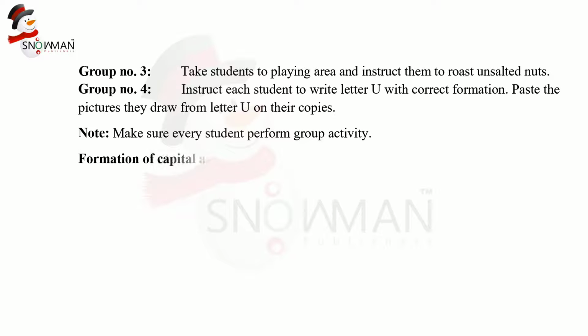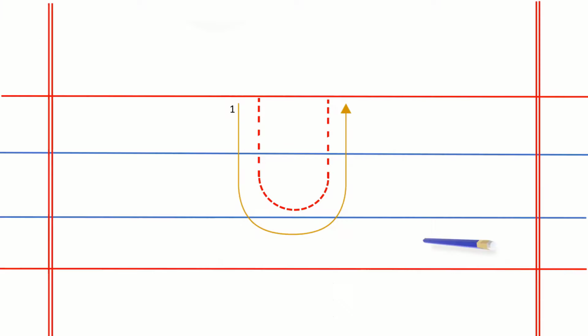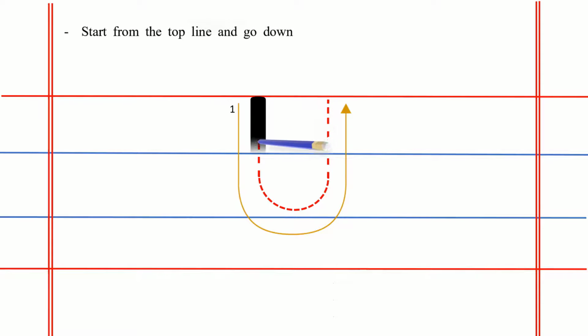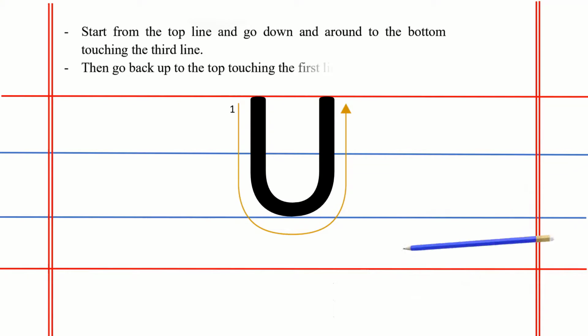Formation of capital and small letters U activity. Draw 4 lines on the writing board. Write capital letter U on the first 3 lines and give instructions. Capital U: start from the top line and go down and around to the bottom, touching the 3rd line. Then go back up to the top, touching the first line.